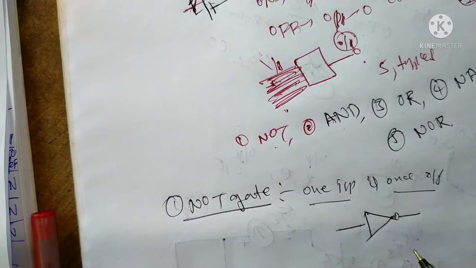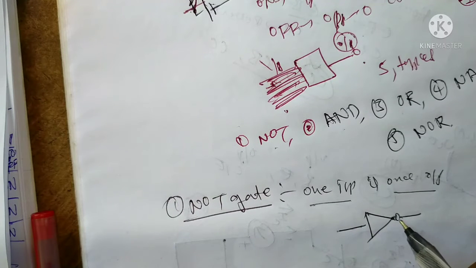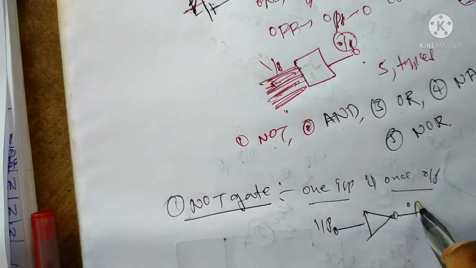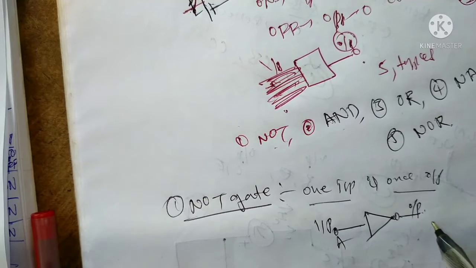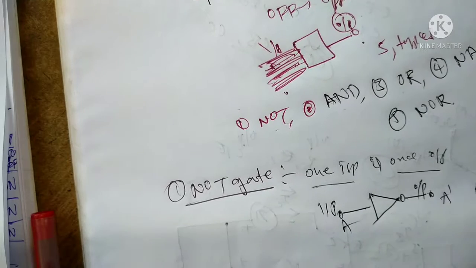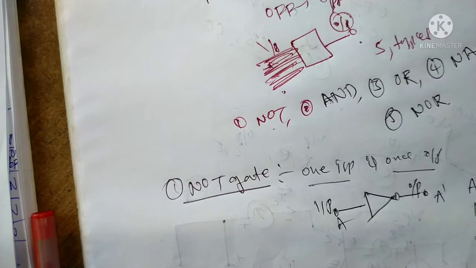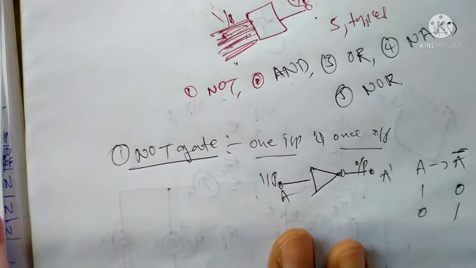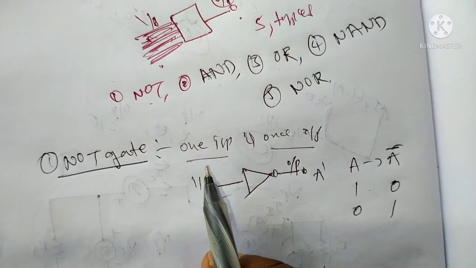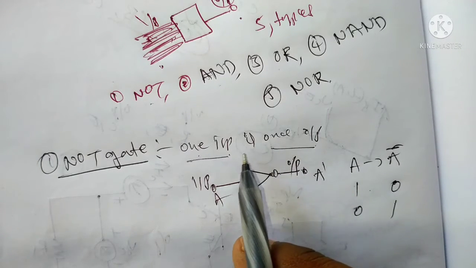The output is always opposite to the input. This is the input A, and this output is A bar. That is A and A bar. Suppose we get the value 1 here, then A bar means 1 bar is 0. Similarly, if the input is 0, the output is 1. Here the logic gate is the NOT gate. The NOT gate has only one input and one output. It is the most basic gate.